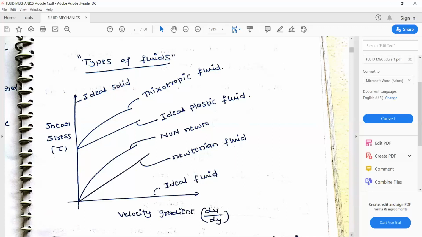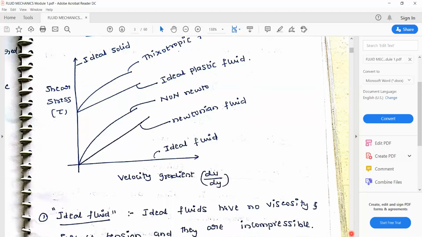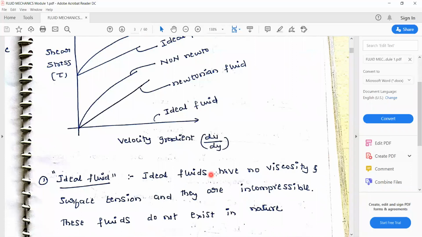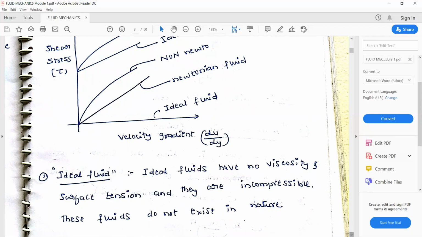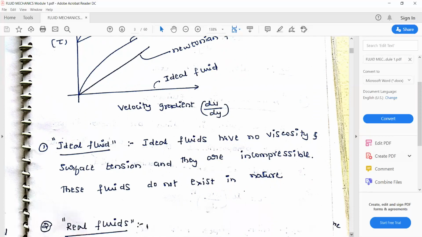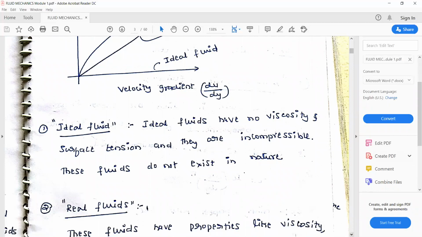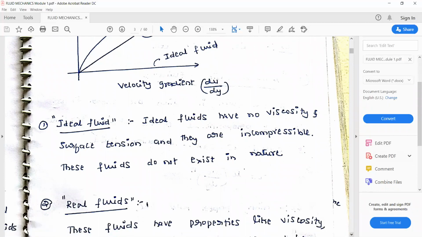Here, if you come to definitions, see here ideal fluid. Ideal fluids have no viscosity and surface tension, and they are incompressible. These fluids do not exist in nature. That means ideal fluids do not possess any properties of the fluid. Not only viscosity, not only surface tension, for example density, any other properties it does not possess. That is ideal fluid, which does not exist in nature.